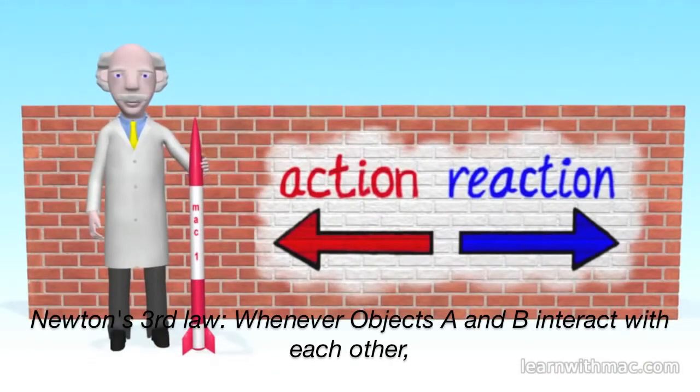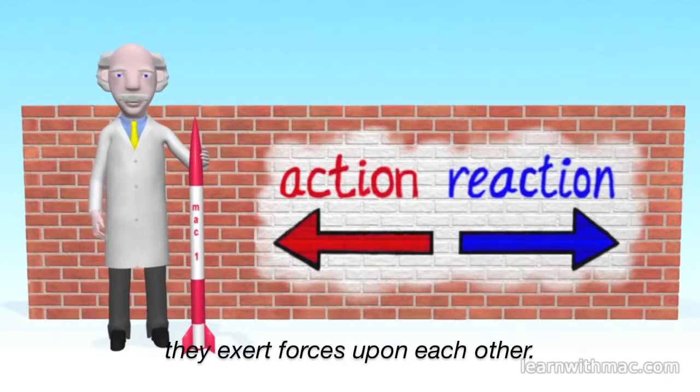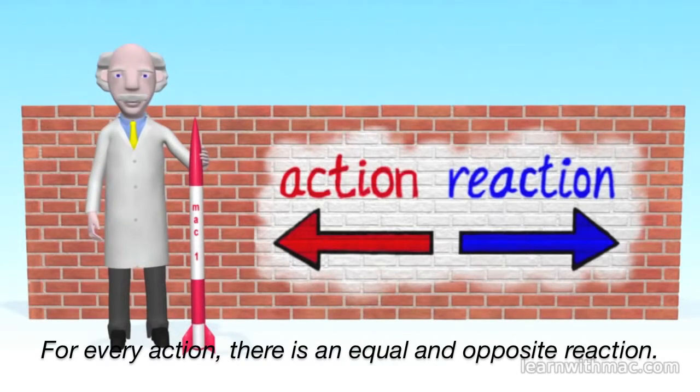Newton's third law, you may ask. According to Newton, whenever objects A and B interact with each other, they exert forces upon each other. Formally stated, Newton's third law is: for every action, there is an equal and opposite reaction.